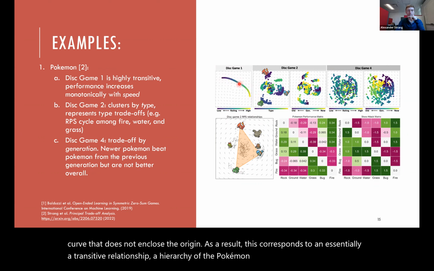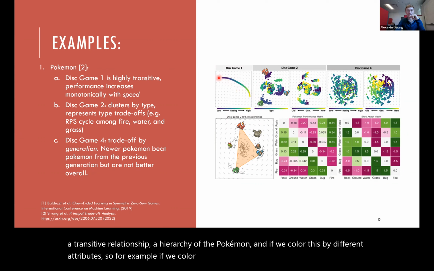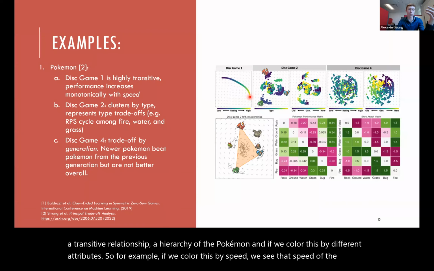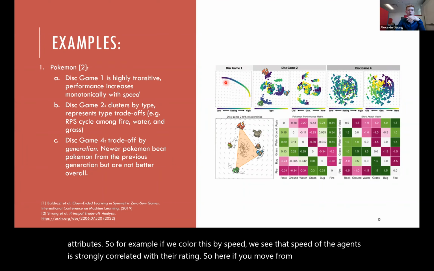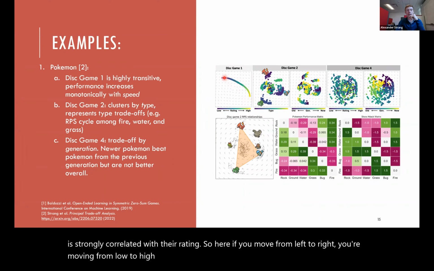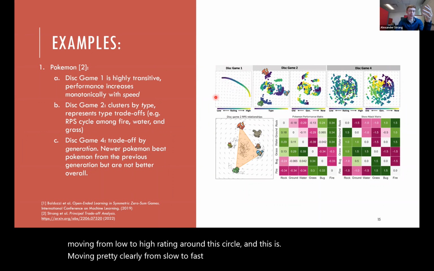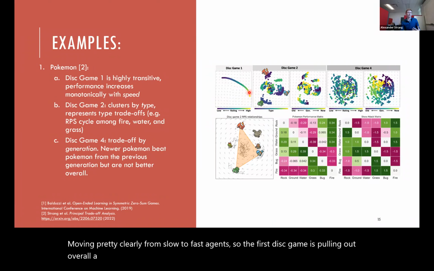And if we color this by different attributes, so for example, if we color this by speed, we see that the speed of the agents is strongly correlated with their rating. So here, if you move from left to right, you're moving from low to high rating around this circle. And this is moving pretty clearly from slow to fast agents. So the first disk game is pulling out overall a general transitive trend associated with speed, that it's just better to be faster.